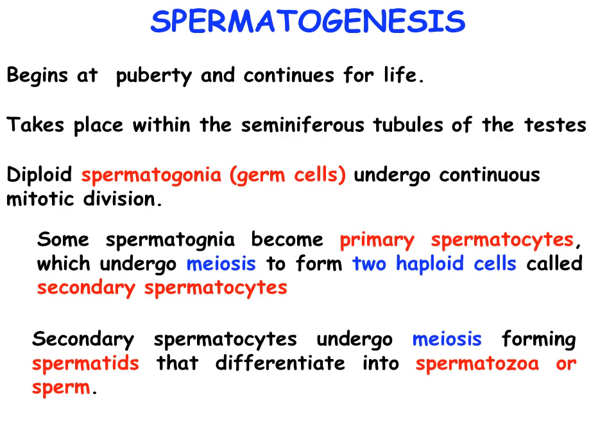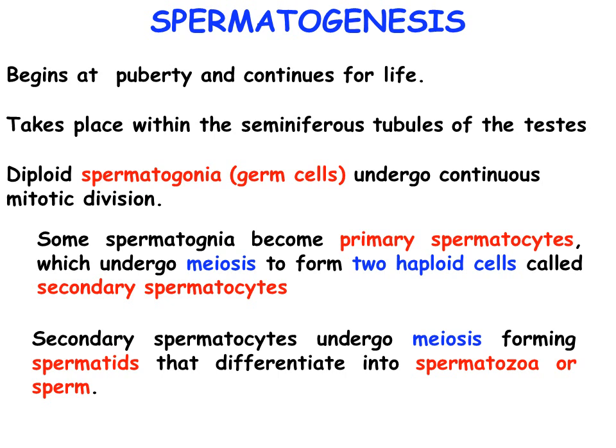This leads us to a discussion of spermatogenesis. It begins early in a man's life at puberty and then continues for the rest of his life. It takes place within the seminiferous tubules of the testes, which starts out as diploid spermatogonia or germ cells, and will undergo continuous mitotic division to eventually form haploid gametes.